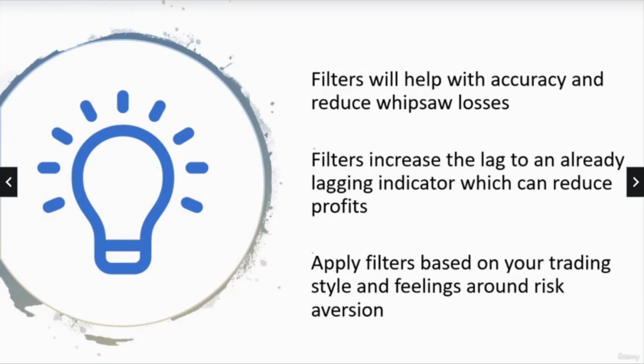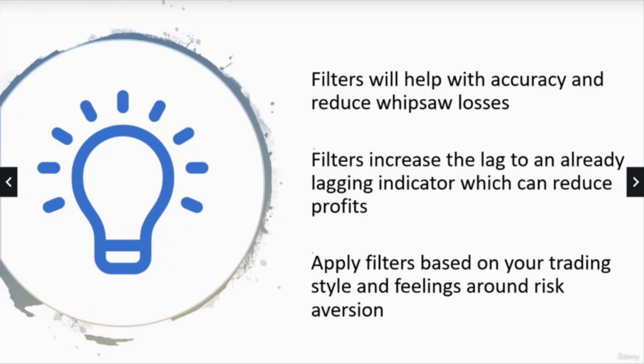So if I say I'm not going to buy into something until it's, let's say, 2% above the moving average, not only crossing the moving average but 2% above it, well, now I've added more lag to it, where I could have bought in sooner, but I want to at least make sure it's above 2%. So I just cost myself 2% in that example. So you can apply these filters based on your trading style and your feelings around risk aversion too.